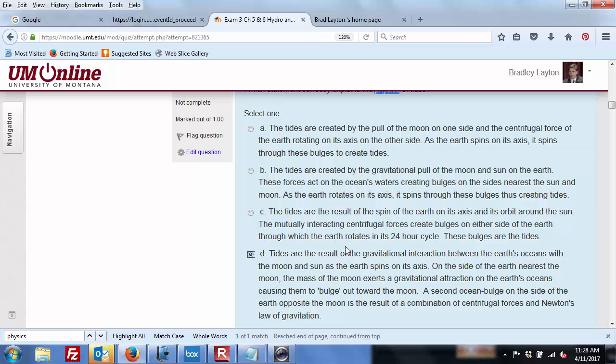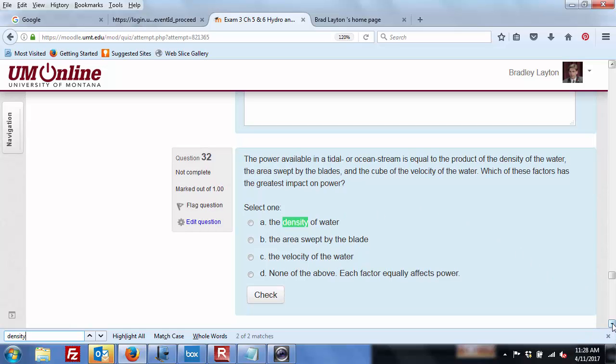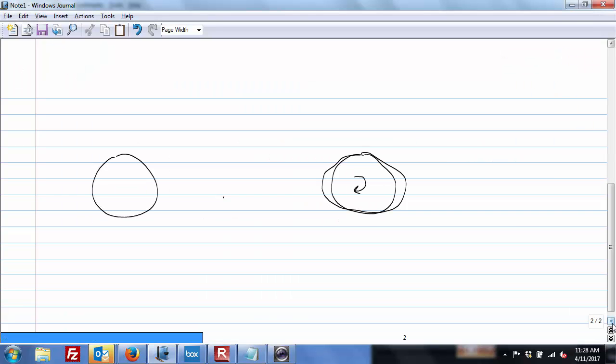This is in relation to tidal and ocean stream. It says, which of these factors has the greatest impact on power? Density of water, area swept by the blade, or velocity? I think it's the velocity of water. Yeah, it is. So the power equation.